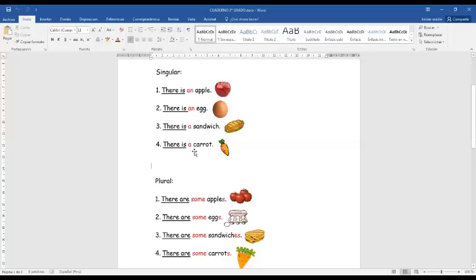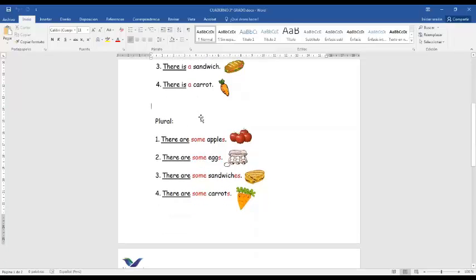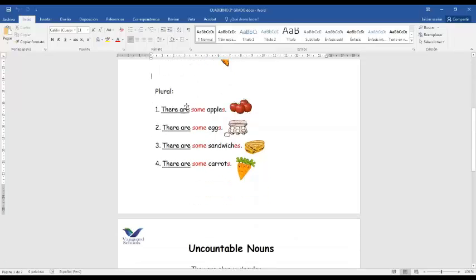So, now, plural. For plural, we have to use there are. Okay? And some. There are some. For plural. Cuando hablamos de dos cosas o más. More than two things. Más de dos cosas. For example, in number 1, there are some apples. Plural. Okay? More than one.